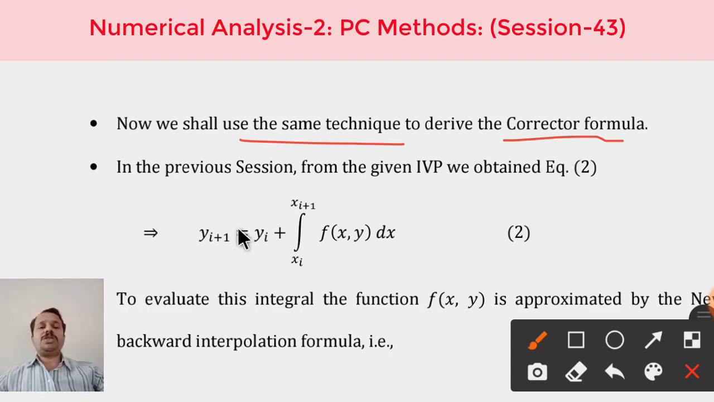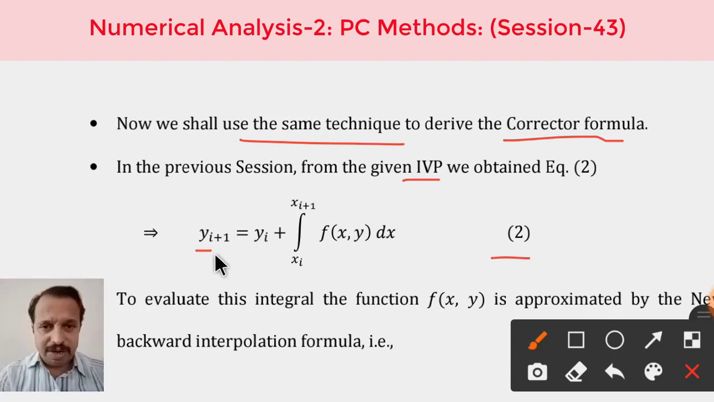So what we have seen in the previous session, from the given initial value problem, we can obtain this equation number 2. Just as I told you what should be done: we have to integrate the given differential equation, after a slight modification, that is symbols have been changed. Take dx onto the RHS, and then if you integrate between the limits xi and xi plus 1, you will observe the result as in equation number 2. That's all. This is there in the previous session. Please review it.